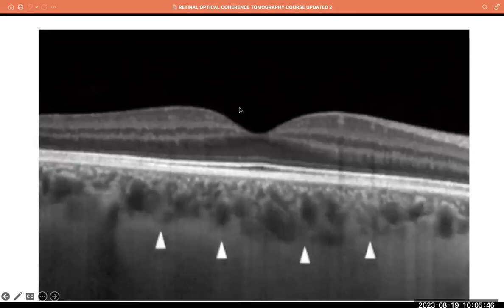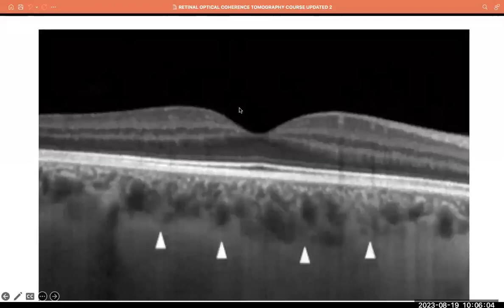The P is for the photoreceptors. Now, however, on the OCT, the photoreceptors are represented by more than one biomarker. That's just on the side. So R is the RPE photoreceptor.